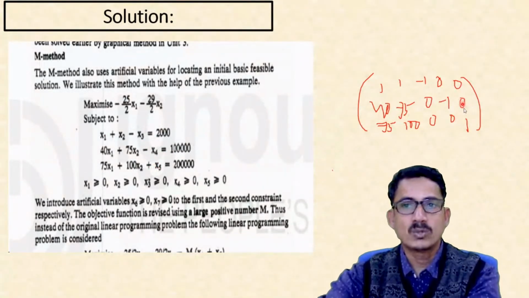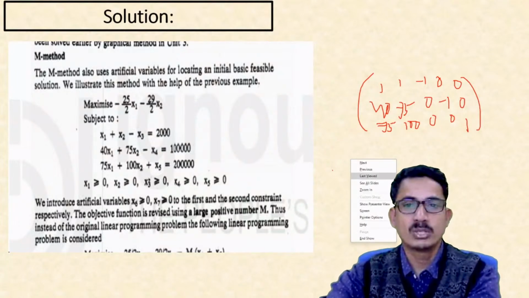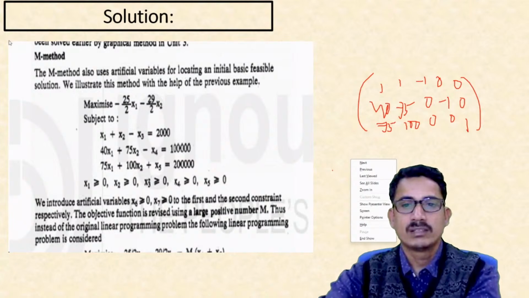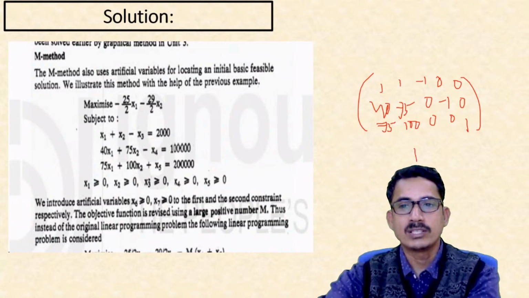Now check, 0, 0, 1 is present. But as it is a 3 constraint problem, always you require 1, 0, 0; you require 0, 1, 0; and you require 0, 0, 1. So you require 1, 0, 0, you require 0, 1, 0, you require 0, 0, 1. But 0, 0, 1 exists, and these two do not exist.